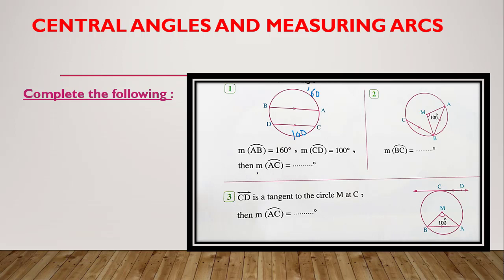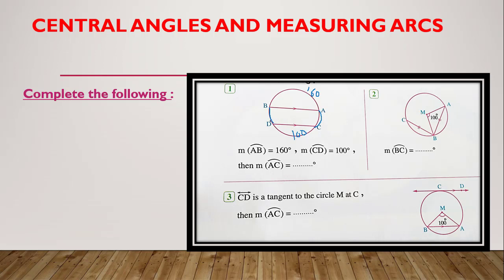I want the measure of arc AC. This is the measure of arc AC. Okay, the measure of arc AC is the same as the measure of arc BD. Why? Because they are subtended by the two chords AB and CD, and they are parallel. So the measure of arc AC is the same as the measure of arc BD.